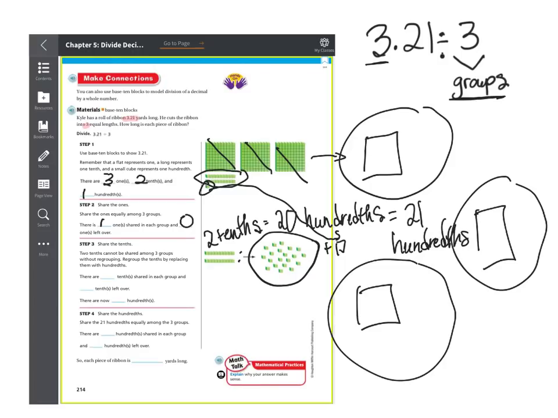So there are 0 tenths shared in each group because we can't divide these 2 equally, so we have to exchange it. Now we're going to take our 21 and we're going to divide it among these 3. Okay, let's do a different color so you can see a little better. Make it a little bigger. So now we're going to count. 1, 2, 3, 4, 5, 6, 7, 8, 9, 10, 11, 12, 13, 14, 15, 16, 17, 18, 19, 20, 21. Okay, so now there are no tenths left over.